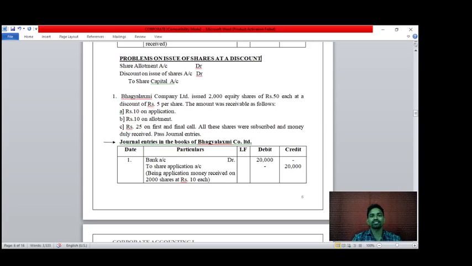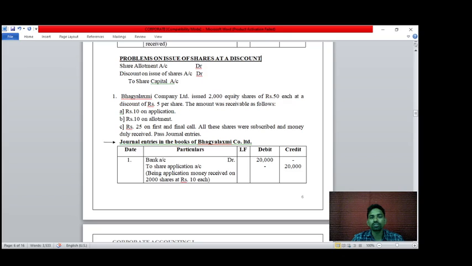Hi students, in the previous classes we saw the problems on issue of shares at par value as well as the problems on issue of shares at premium value. I hope all of you understand both the concepts. Now in this class we will see the problems on issue of shares at discount.